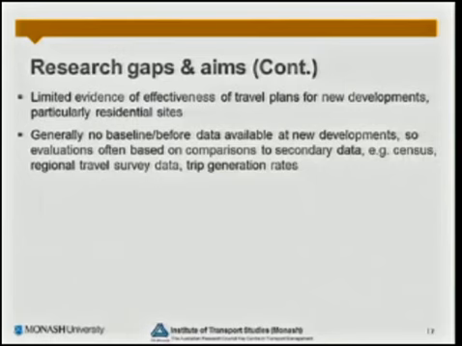This is a site that's been developed as a block of apartments. So it's not like it's the block of apartments with or without the travel plan. When it's built, the travel plan comes into effect. So that presents some challenges.